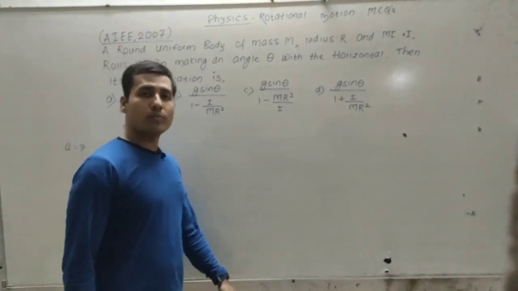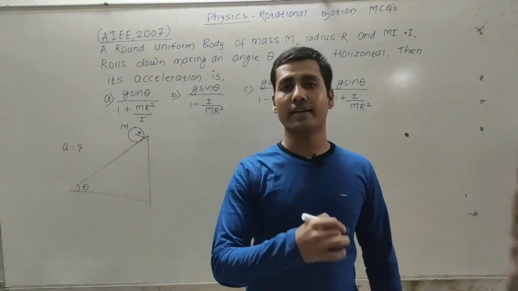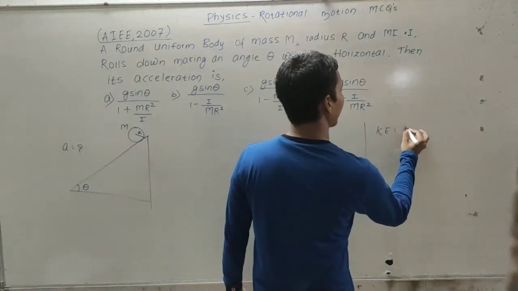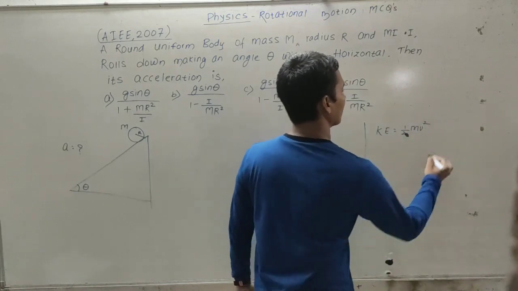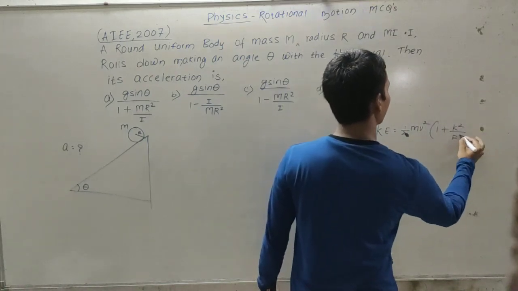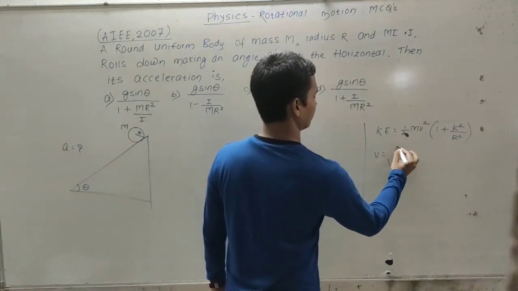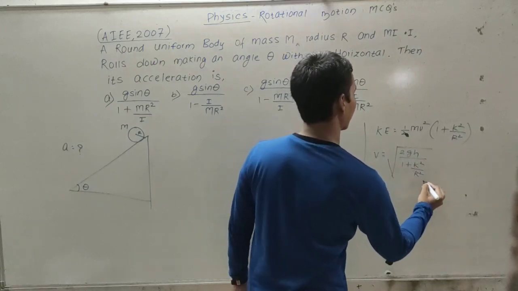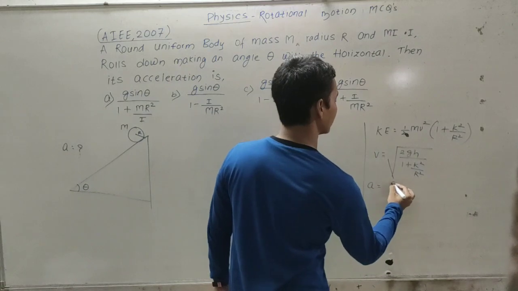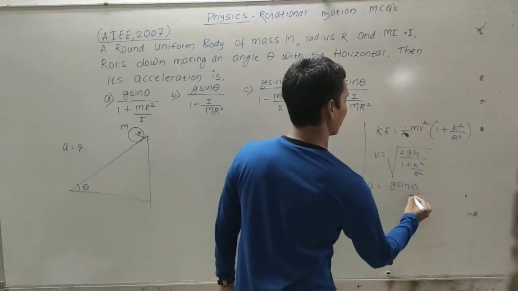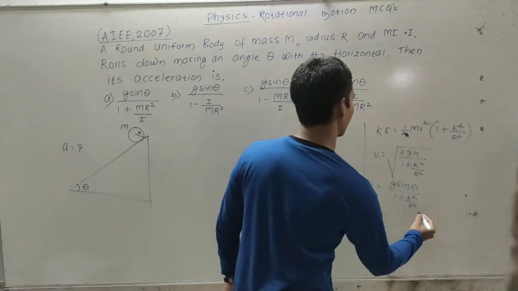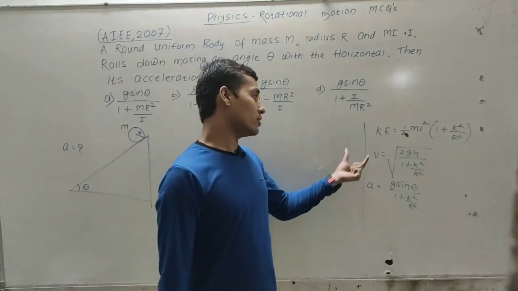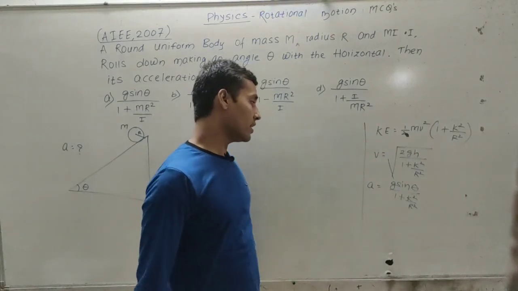So, in case of rolling motion of a body without slipping down an inclined plane, we know the kinetic energy is given as 1 by 2 mv square times 1 plus k square by r square. V is equal to root 2 gh upon 1 plus k square by r square, and acceleration is g sin theta upon 1 plus k square by r square. So, these are the three important formulas when a body is rolling down. This is kinetic energy, this is velocity, and this is acceleration.